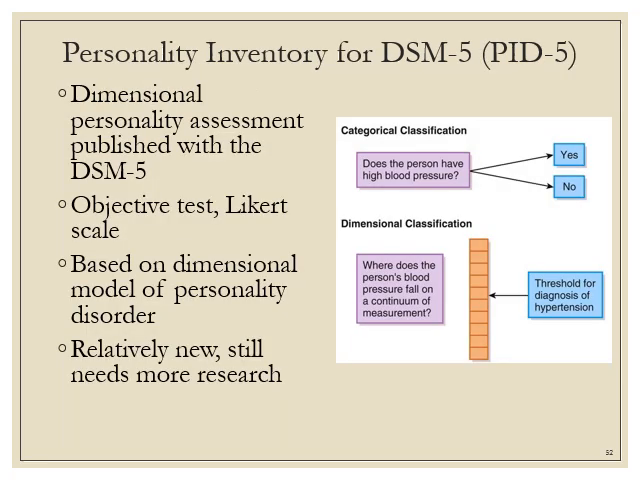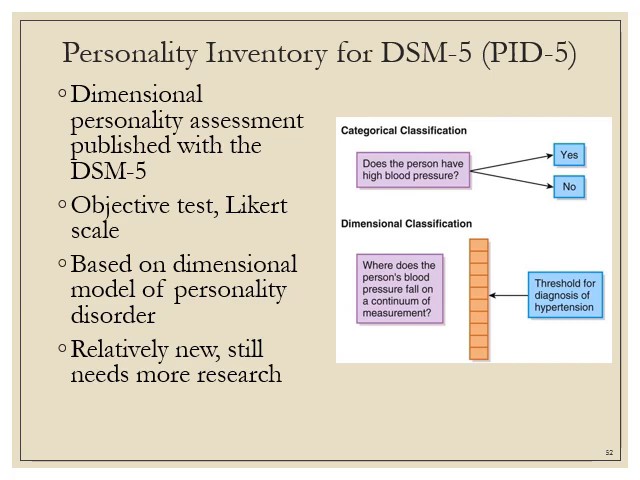And then there's the PID-5, the Personality Inventory for DSM-5, and this is a dimensional rating scale for personality disorders. If you remember a couple lectures back when we were talking about classifications of mental disorders, we talked about how personality disorders in the DSM-5 are traditionally rated in this categorical way. Either somebody has borderline personality disorder or they don't. Either they meet the criteria for borderline personality disorder or they don't.